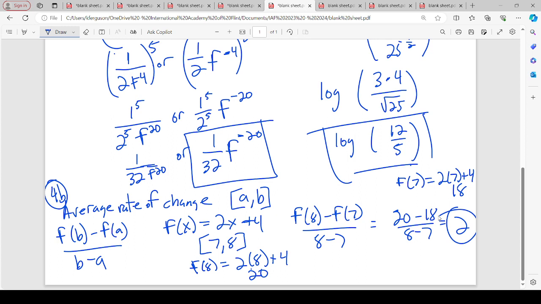Does anybody have any questions on that? That's the rate of change. That is my formula. That's function notation.